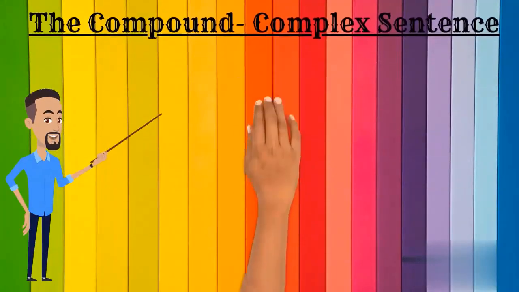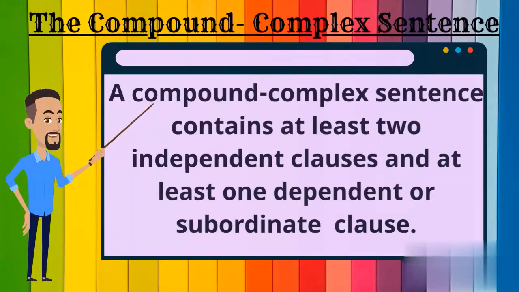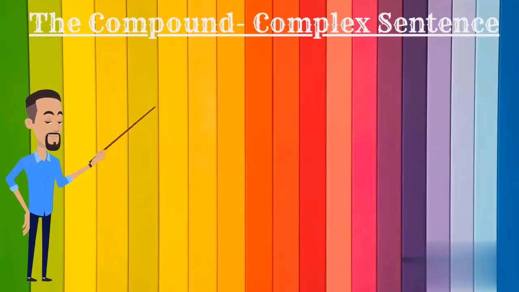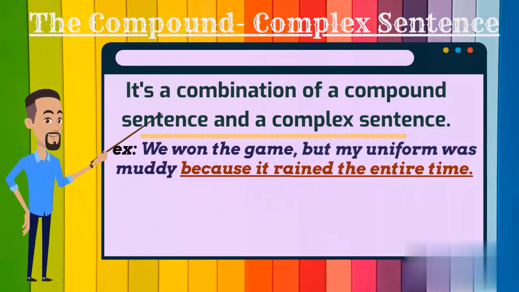The last type is the compound complex sentence. A compound complex sentence contains at least two independent clauses and at least one dependent or subordinate clause. In other words, it's a compound sentence with a dependent or subordinate clause. As it's clear, it's a combination of a compound and a complex sentence. In each of these sentences, you can see two independent clauses and a dependent one.